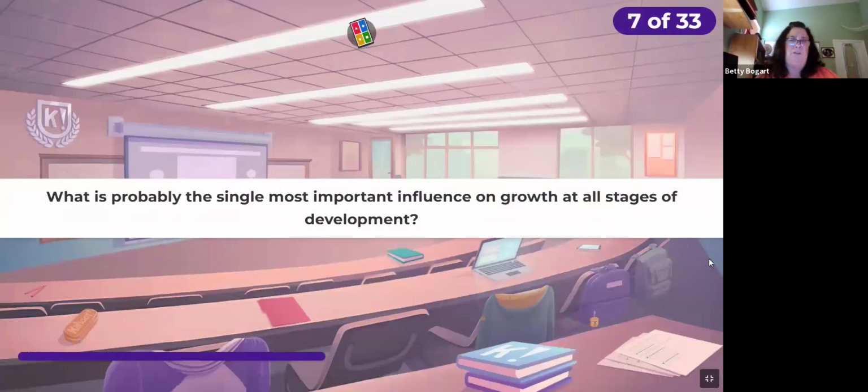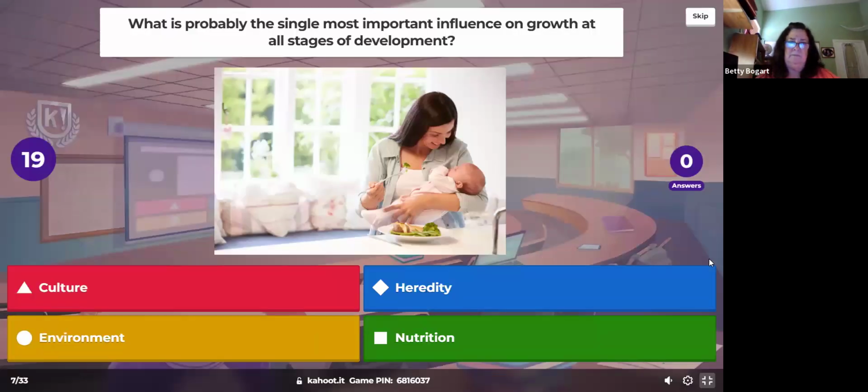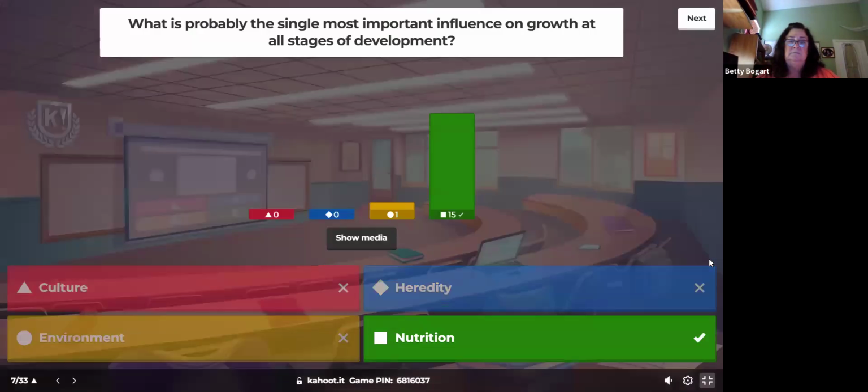What is probably the single most important influence on growth at all stages of development? Nutrition, nutrition, nutrition, nutrition, nutrition. If you don't put gas in the tank, you're not going to grow. You're not going to think. That's as simple as it is. Very good.